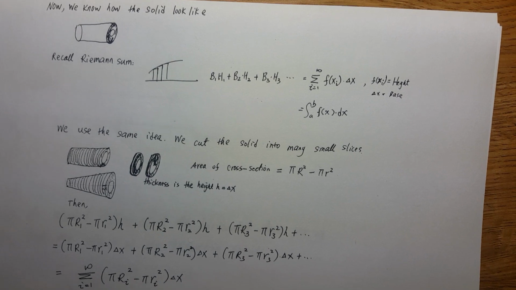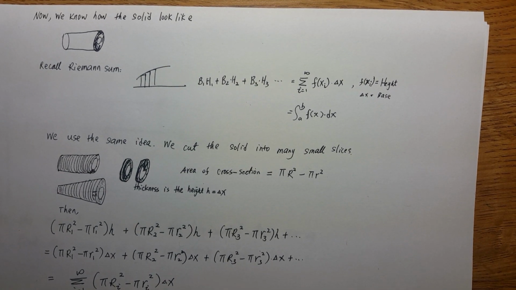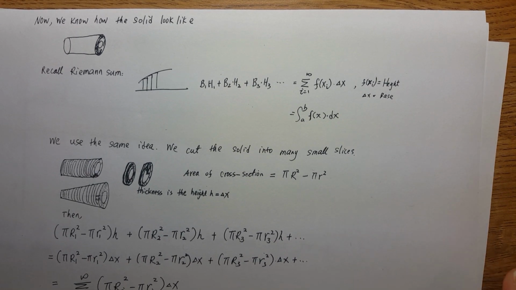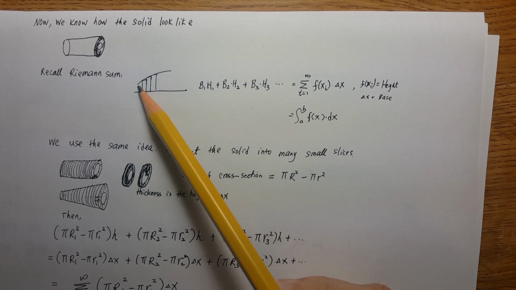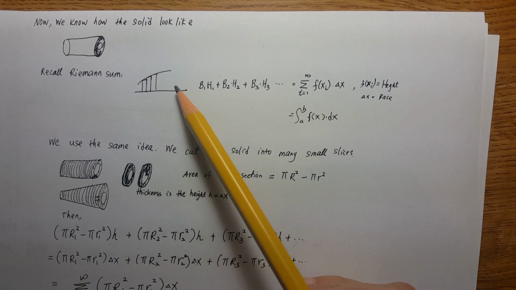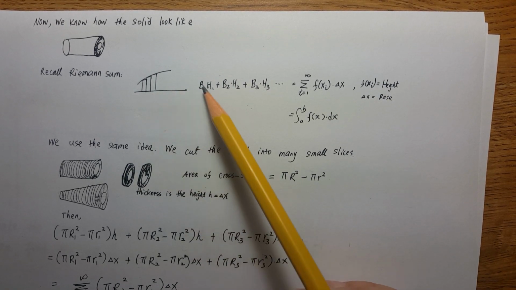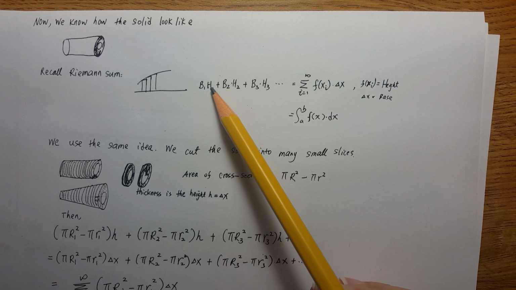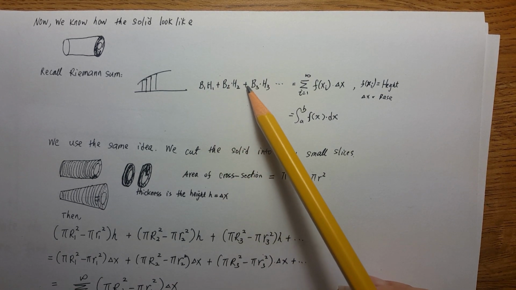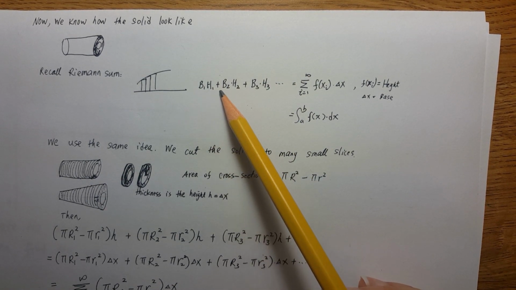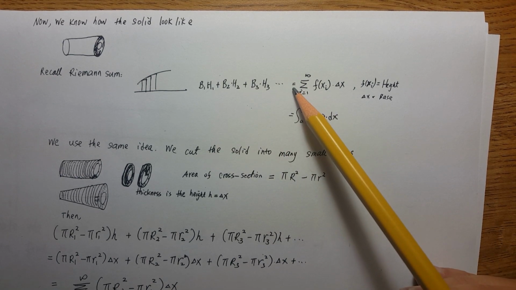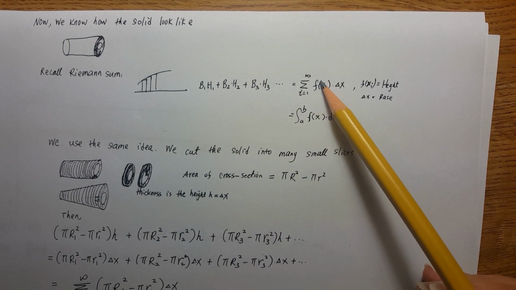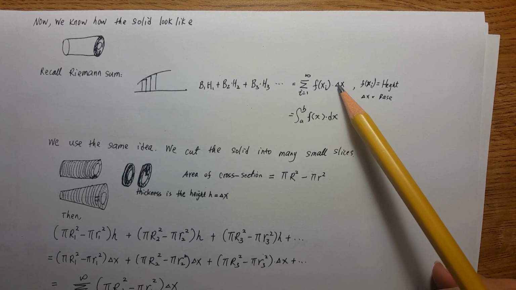So now let's take a look at this. We're going to review Riemann sum. When we use Riemann sum to approximate the area underneath a curve, we draw many rectangles. To find the area of a rectangle, we do base times height. So you have many: base sub 1 times height sub 1 plus base sub 2 times height sub 2. And then when you make the number of rectangles tend to infinity, you're going to have the summation from i equal to 1 to infinity of f of x sub i times delta x.